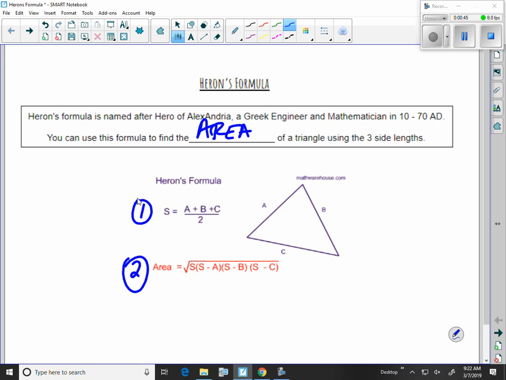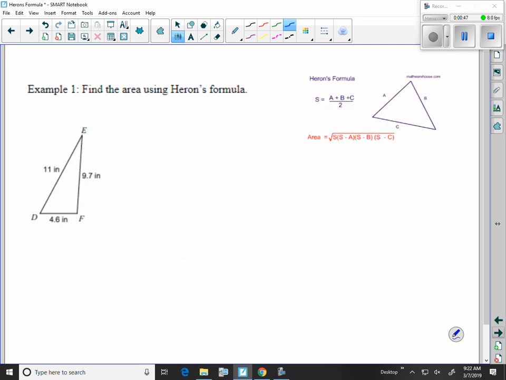Okay, we're just going to jump in because I think the easiest way is to just jump in and do it. Okay, so we're going to solve for s first. Now, I don't necessarily care if you show me the work for s. I know that it's going to be mostly calculator work, so you don't necessarily need to show me the setup, but for right now, just for the notes, I'm going to go ahead and do the setup of that. So we would add all sides, 11, 9.7, and 4.6, and we're going to divide it by 2.